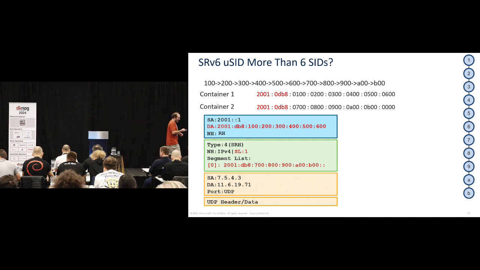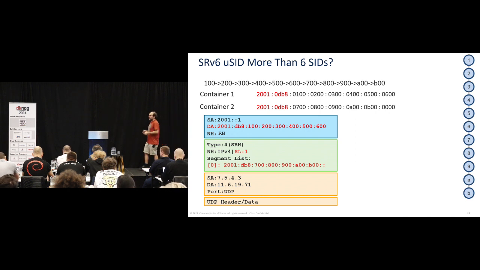And here is one more trick done. I'm setting the segments left field, the active segments, to 1, but I'm not putting that active segment 1 into the SRh. Because that active segment is already in the destination address, I want to save some bandwidth here, right? I just omit those 16 bits, but I'm pretending it is there.